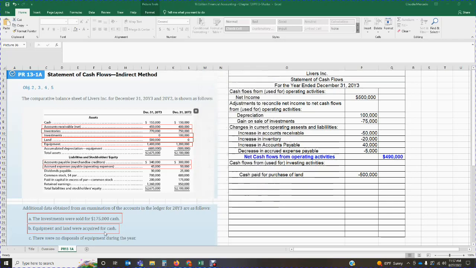How do we pay for that equipment? It says on letter B that we paid for it with cash. So here I have cash paid for purchase of equipment. And because I paid for the equipment with cash, that's going to be a deduction, because we are accounting for what happened to my cash as a result of this transaction. Well, I paid cash for it, so my cash decreased.